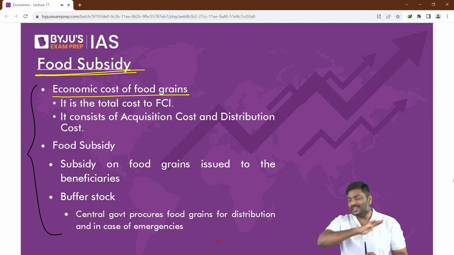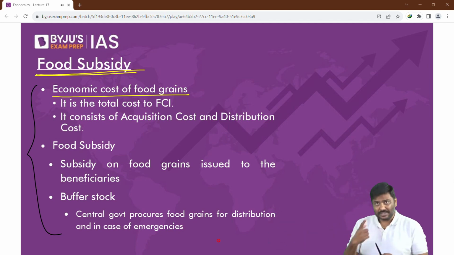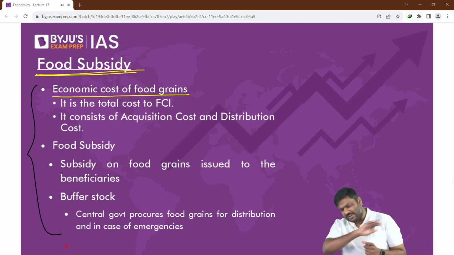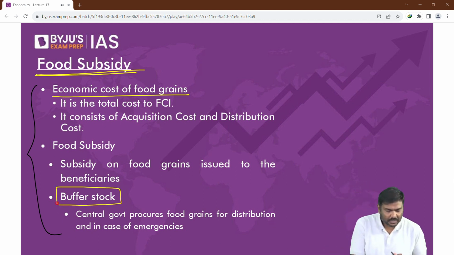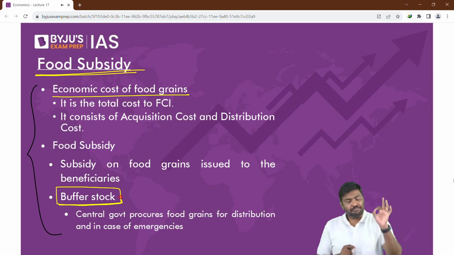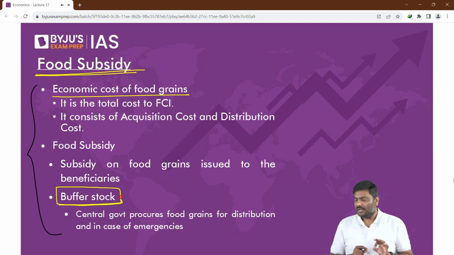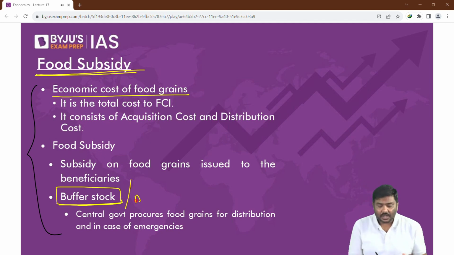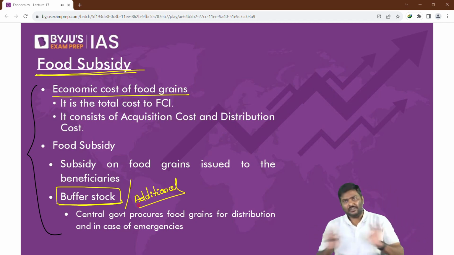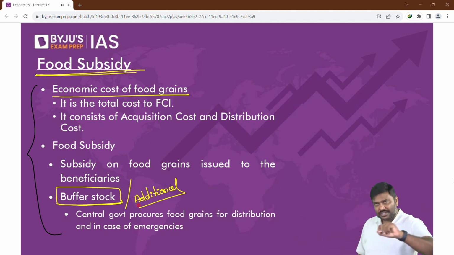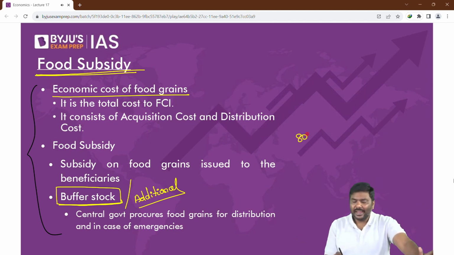Point number one. Point number two. Whatever government will procure, all of this government doesn't distribute. I'll repeat the statement. Whatever government will procure, immediately all of it, government will not distribute. Why? There is a concept called buffer stock. What is this buffer stock? Buffer stocks are additional quantity of food grains, extra food grains purchased and stored by the government. They will not distribute it immediately.